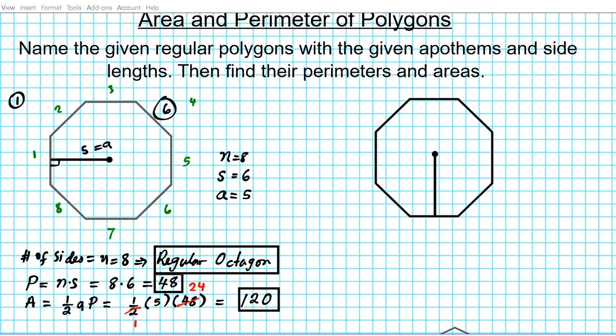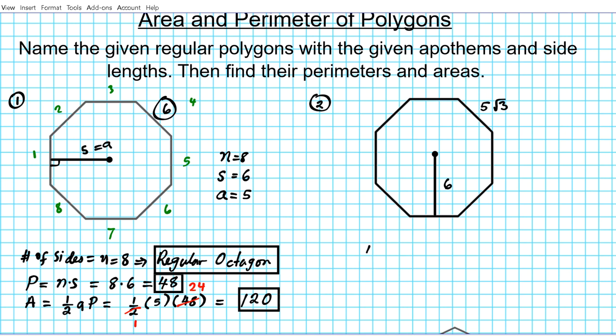All right, let's take a look at question number 2. So for problem 2, we have another regular polygon here. So let's say that the apothem is 6 units long, and the measure of one side is 5 root 3. Same procedure, we want to find the number of sides and use it to name it.